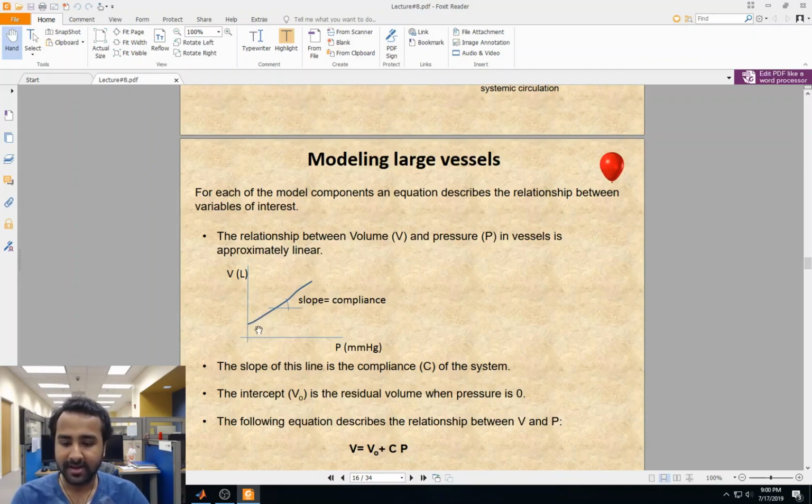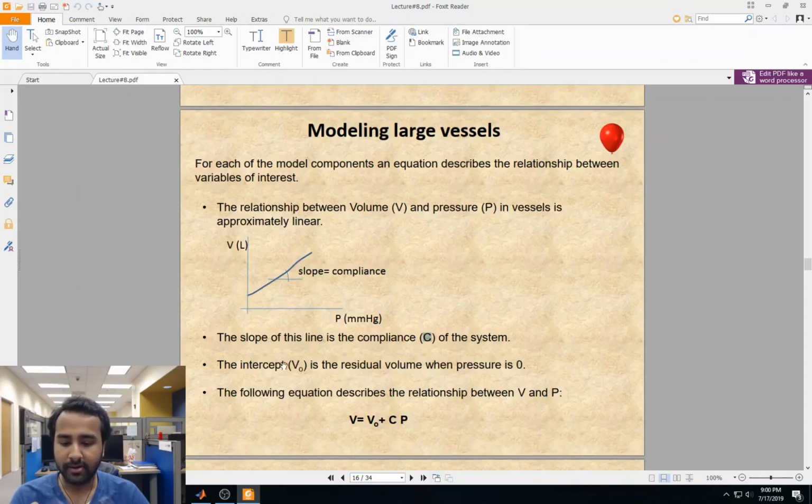And so if it's linear, that means that it has a slope of some kind, which we're going to call C. So this will be in our y equals mx plus b classical equation. This will be our m. And it also has a y-intercept. So instead of it being a b, we call it V0, which would be right about here. And that's the residual volume, and we call the intercept V0 a residual volume when pressure is 0.